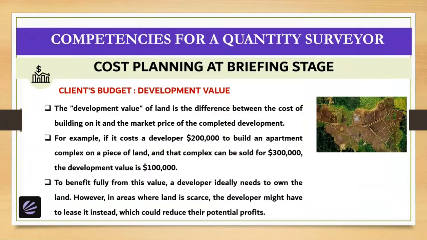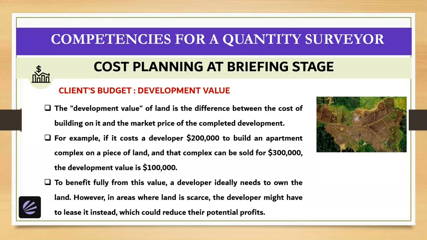So the development value. The development value of the land is the difference between the cost of building on it and the market price of the completed development. For example, if it costs a developer $200,000 to build an apartment complex on a piece of land and that complex can be sold for $300,000, development value is $100,000.